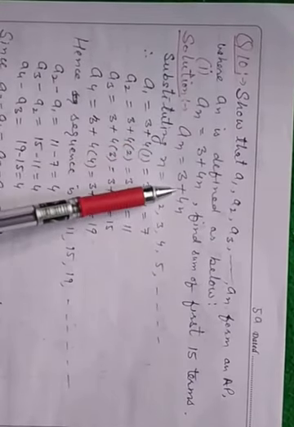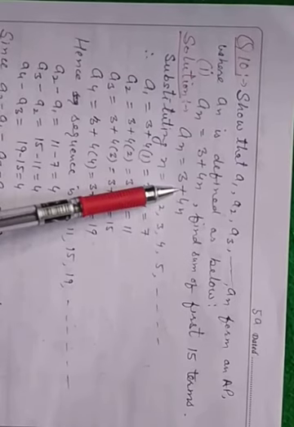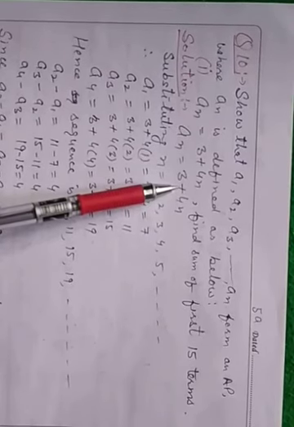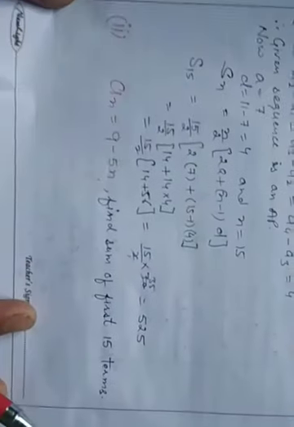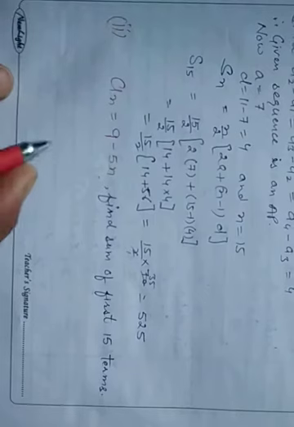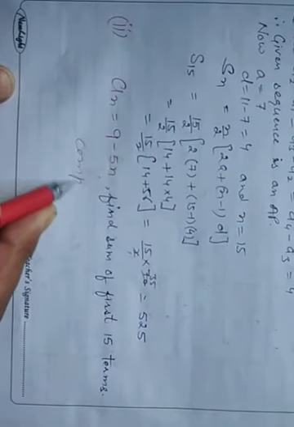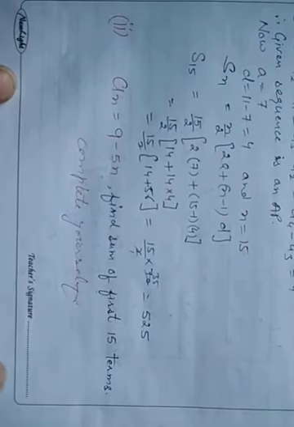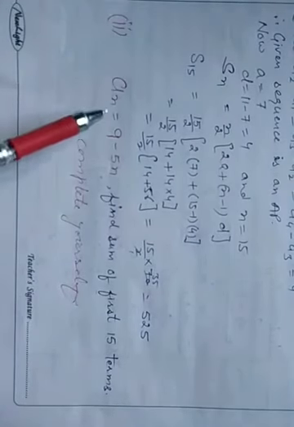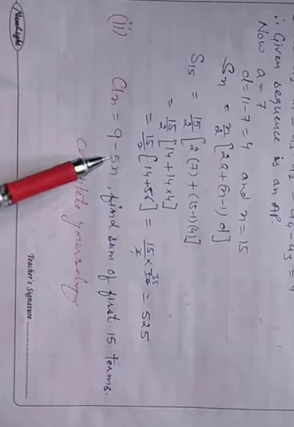This is given to us. It is an is equal to 3 plus 4n. Similarly, the second part: an is equal to 9 minus 5n.